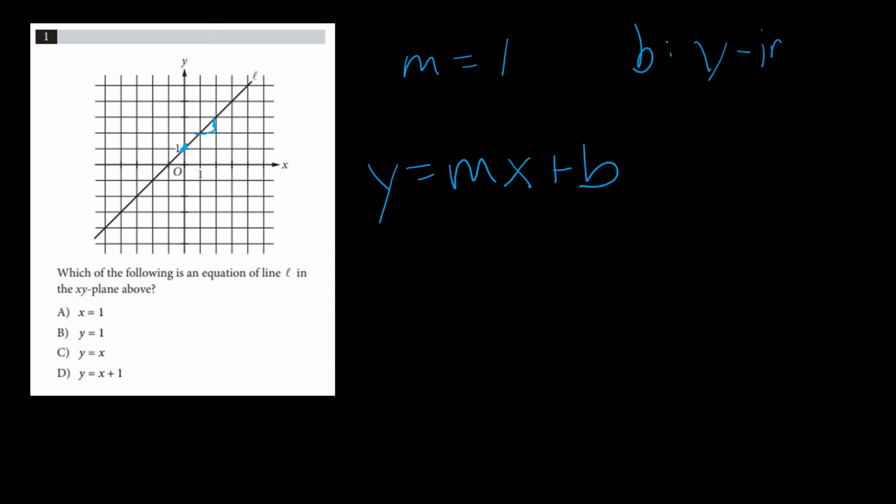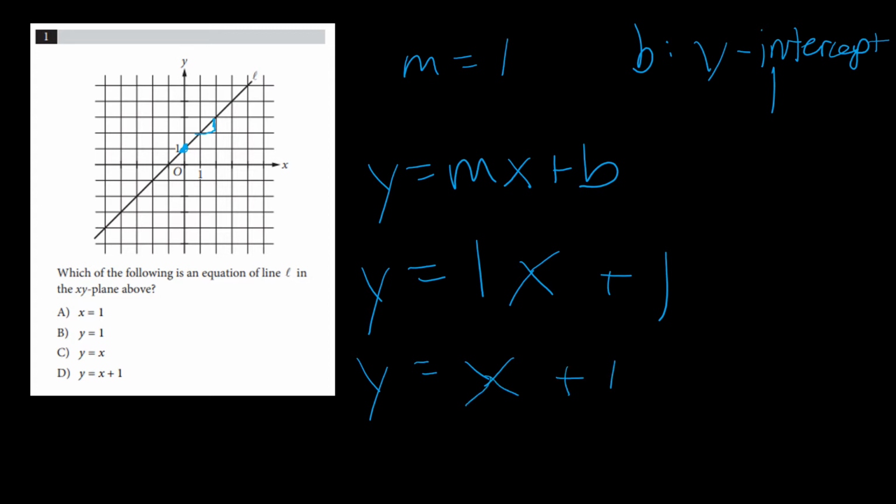Which of the following is an equation of line L in the xy plane above? Well, we got an intercept there. We know our slope is 1. We see it in the form y equals mx plus b, and b is our y-intercept. We're intercepting the y-axis at a value of 1. Plugging in, y equals 1x plus 1, or just y equals x. Oops, sorry, my handwriting is bad. y equals x plus 1. Answer choice D.